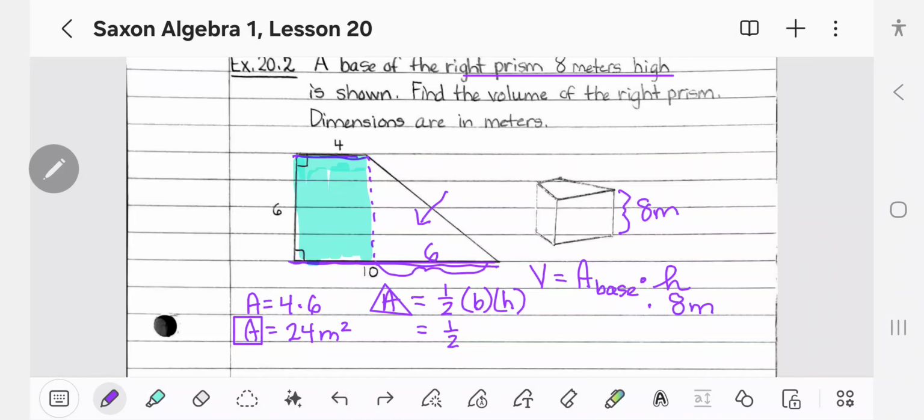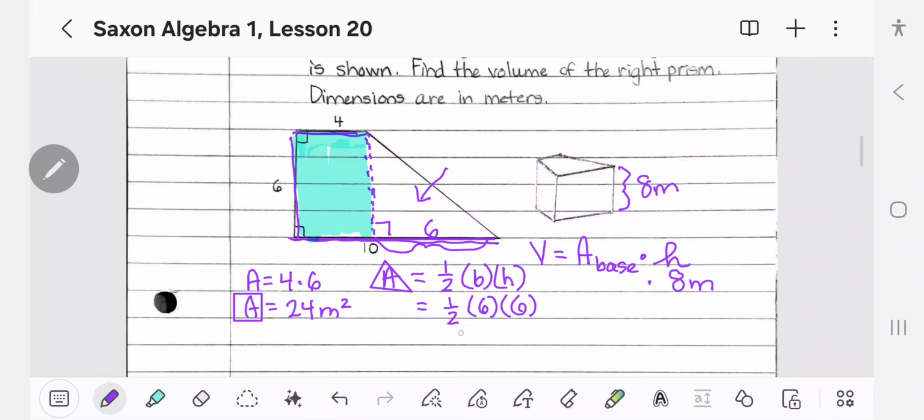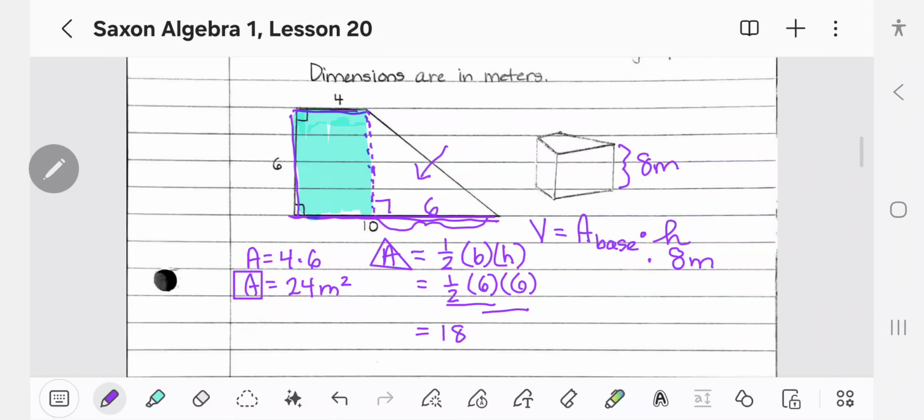All right, so now that I know that that's the base, then what is the height, not of the geometric solid, but the height of that triangle? They want to know this distance here, okay? And that's going to be the same as this distance, so it's going to be 6. So 1/2 of 6 is 3, and 3 times 6 is 18. And that was meters times meters, which was square meters.